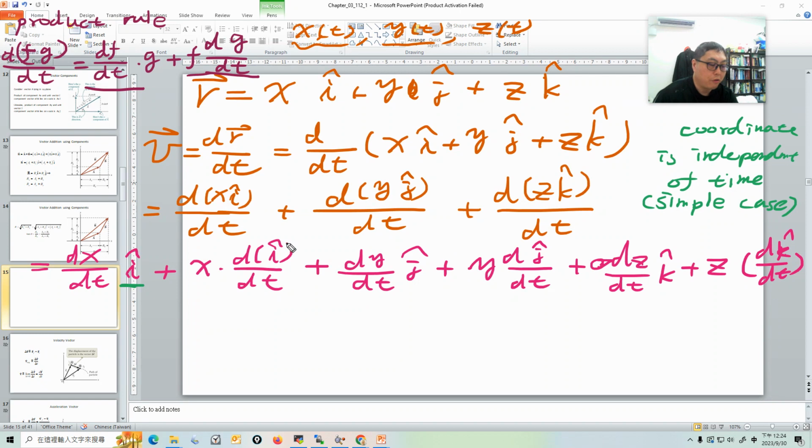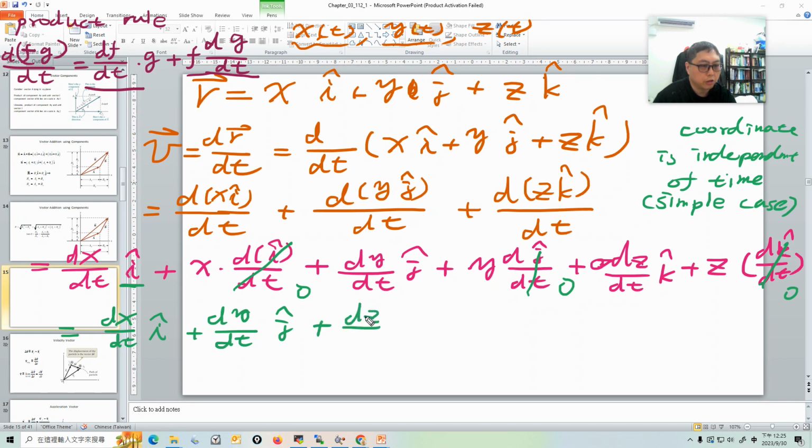In rotational motion, your coordinates can be a function of time. But right now, in a simple problem, the coordinate system is not a function of time. So the unit vectors do not change, which means their derivatives are zero, all zero. So finally, you will be left with dx/dt i plus dy/dt j plus dz/dt k.